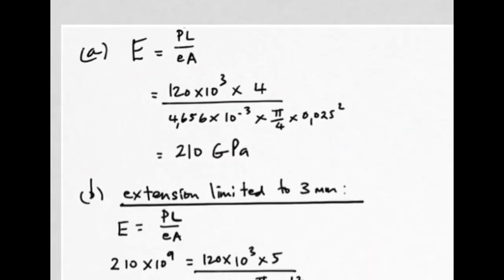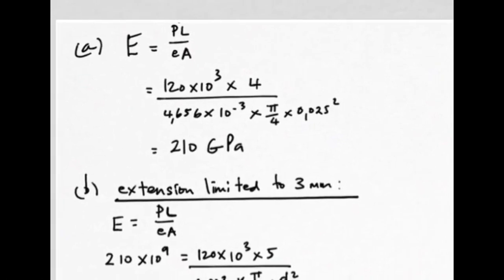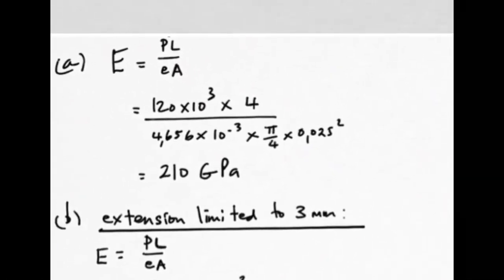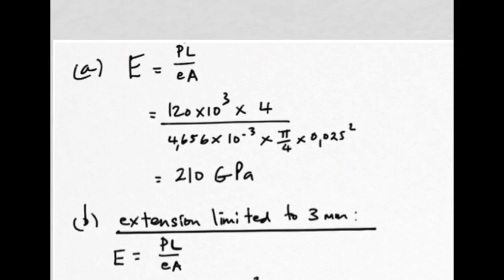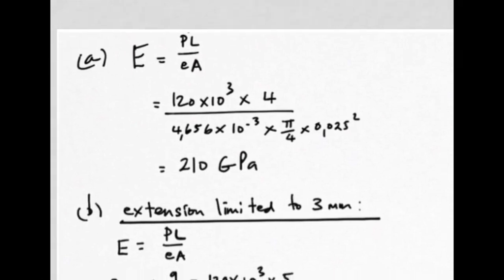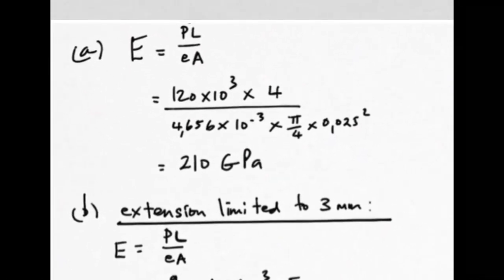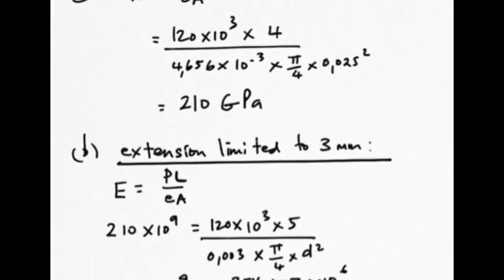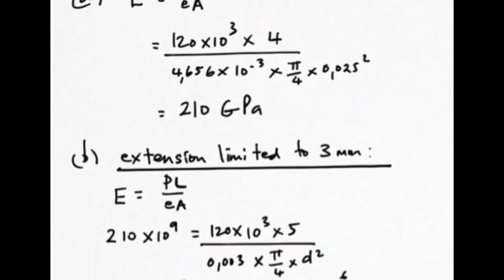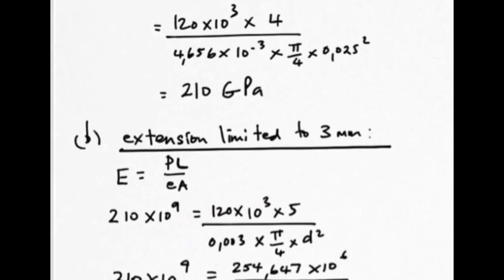And then they gave you two design parameters. First, they said the extension may not exceed 3 millimeters. So make a heading and say what your design constraint is you're dealing with. Take your formula, E equals PL over EA. And remember that E is now known to us as 210 gigapascals. The load, they said, was still unchanged at 120 kilonewtons. But the bar was 5 meters long, and it was not allowed to extend more than 3 millimeters. So there goes the 3 millimeters in there.